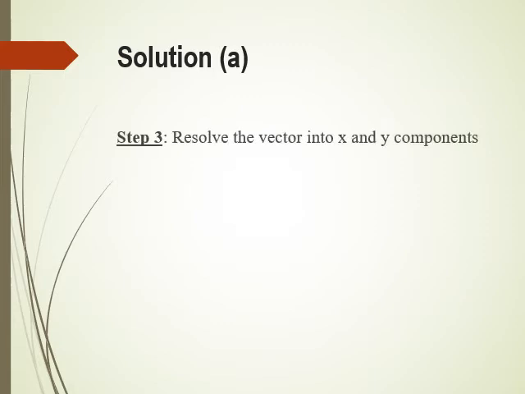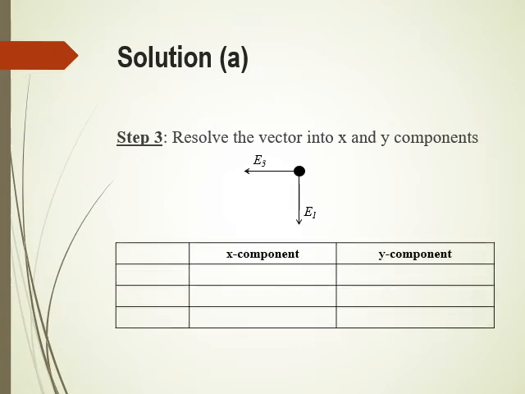Step 3. Resolve the vectors into x and y components. Let us look at the diagram. If you look at this diagram, you will see that these two vectors are pointing towards different directions. If they are not pointing in the same direction, you cannot simply add them up or subtract them. You need to resolve them by using this table. So let us start from E1. If you look at the diagram, E1 is lying on the y component. Therefore, the x component is equal to 0, and the y component is equal to negative 1.125 times 10 to the power of 6 newton per coulomb.